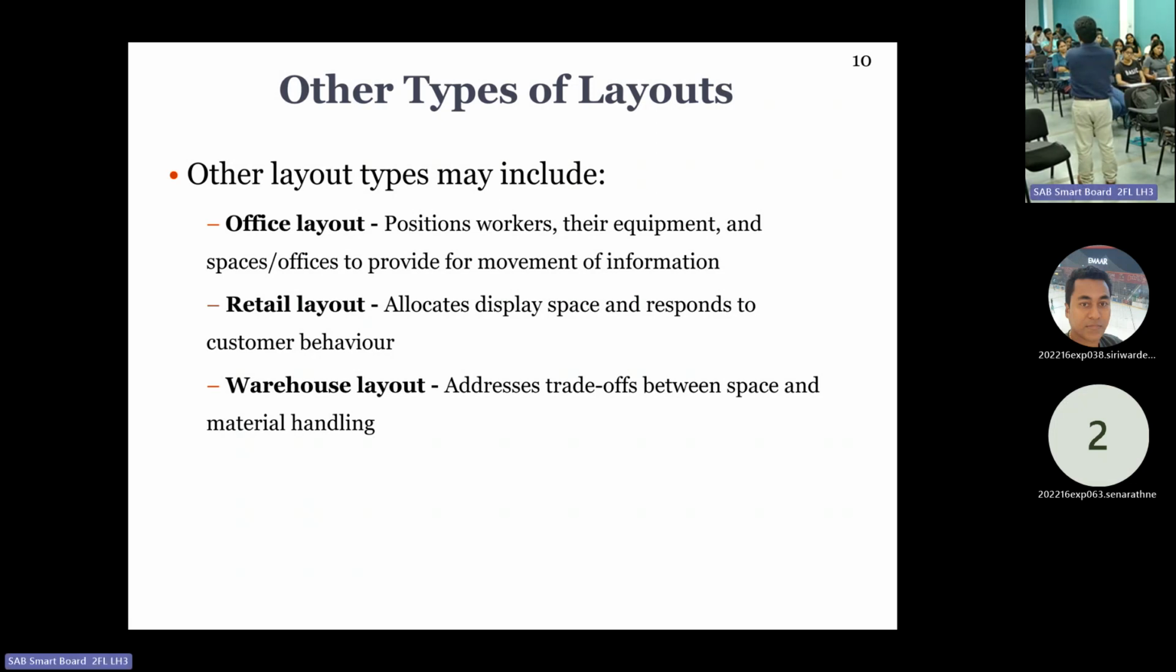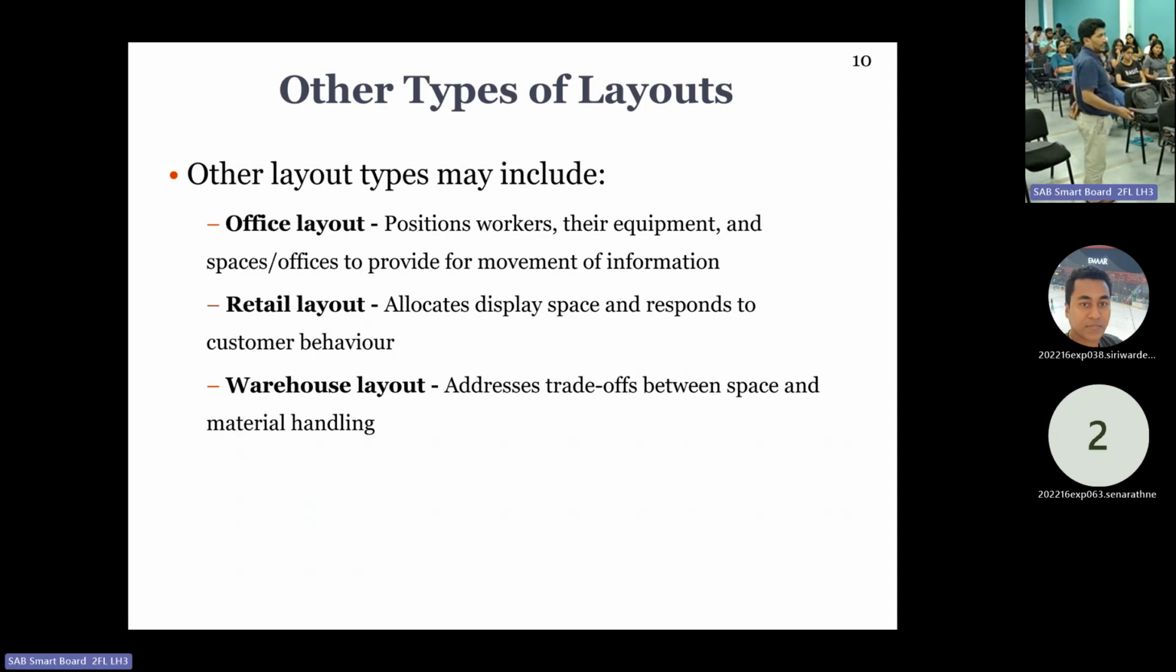In the same manner, some industries have unique layout designs, so we can identify some other layout types also. Say, hospital layouts are a little different, although they can be related to some other layouts. Then banking layouts are there. Exhibition layouts are there. So likewise, we can have some unique layout categories also. Clear? Office layout, retail layout, warehouse layout.